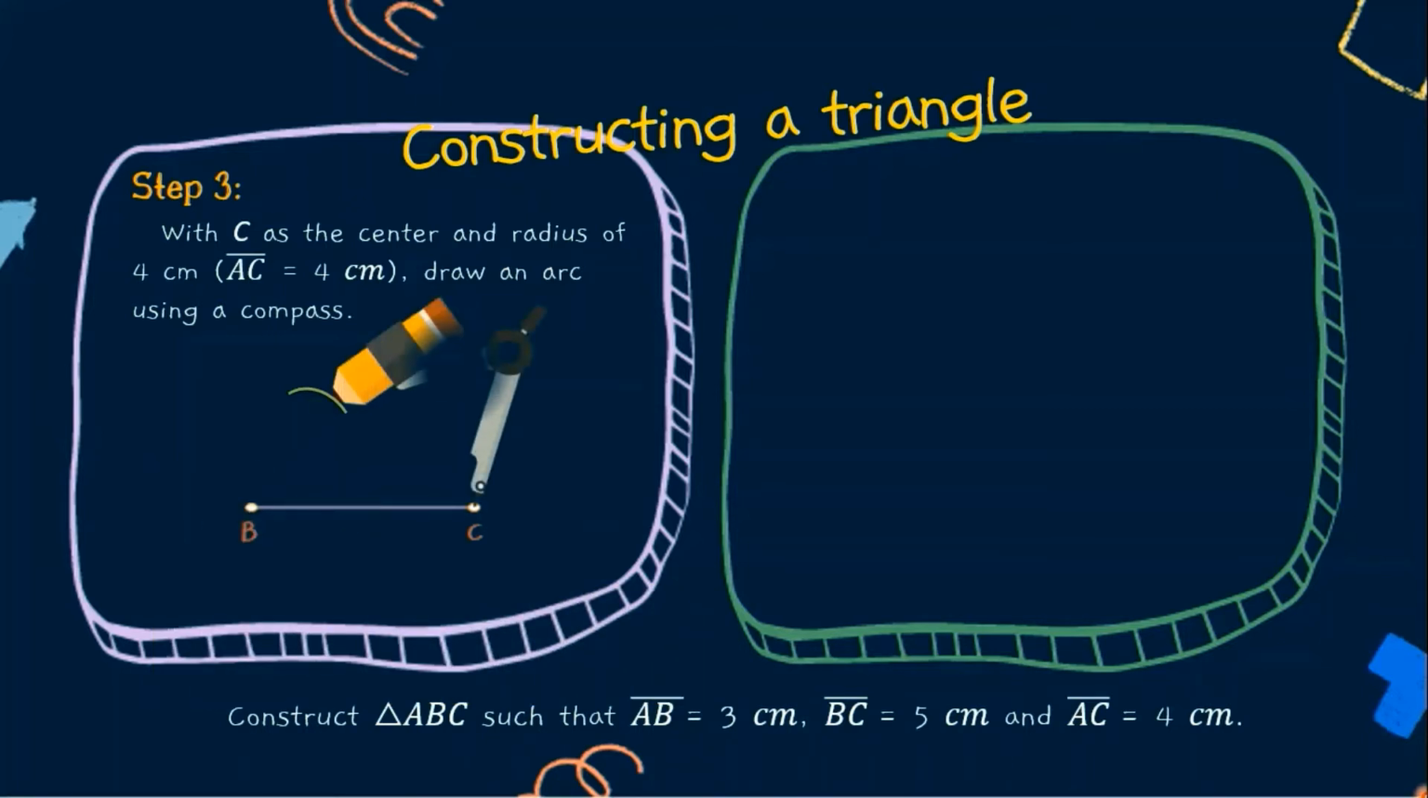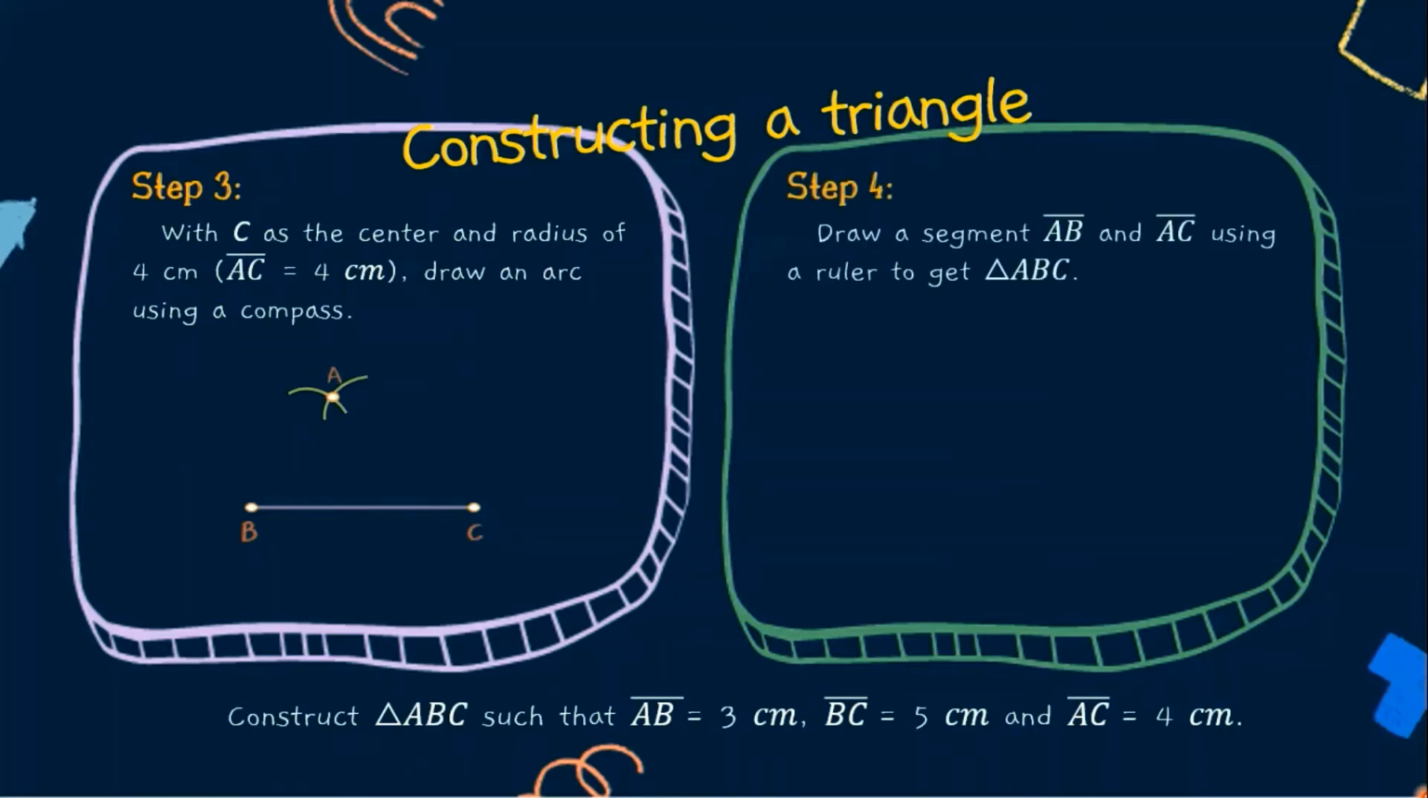Yung compass na yun na sinukat natin na ang width ay 4 cm, yung pointy tip ay tapat natin sa C dahil C yung gagamitin natin as the center, and draw an arc. After natin mag-drawing ng arc, yung point of intersection ng 2 arcs natin, label natin as point A. For step 4, draw the line segment AB and AC using a ruler to get triangle ABC.